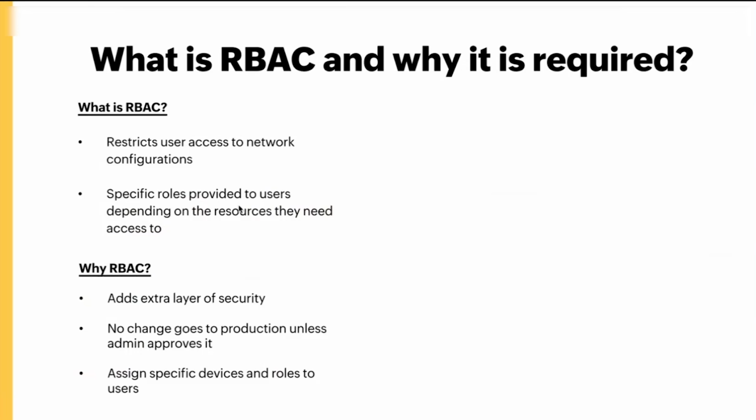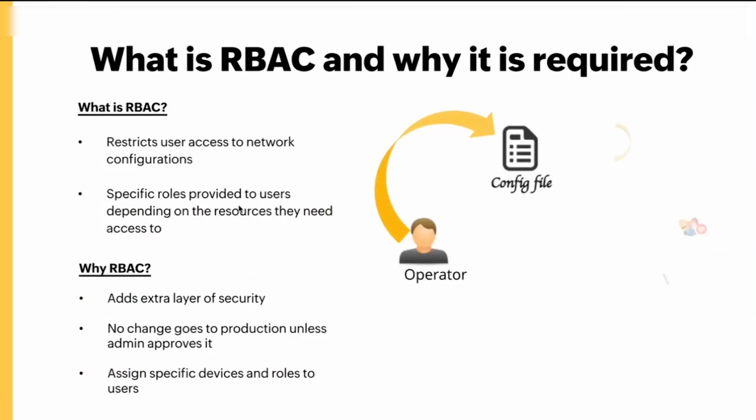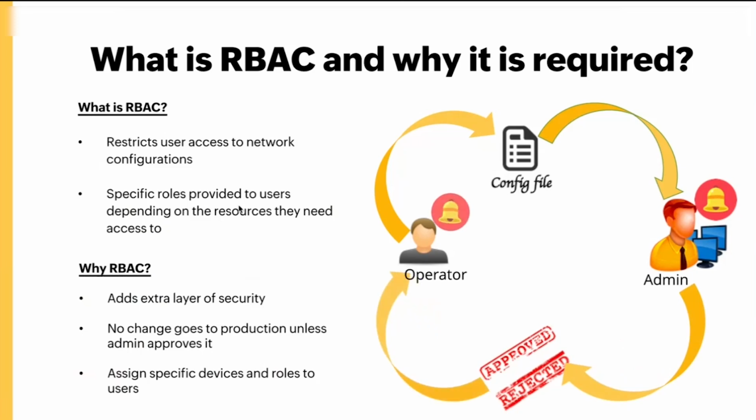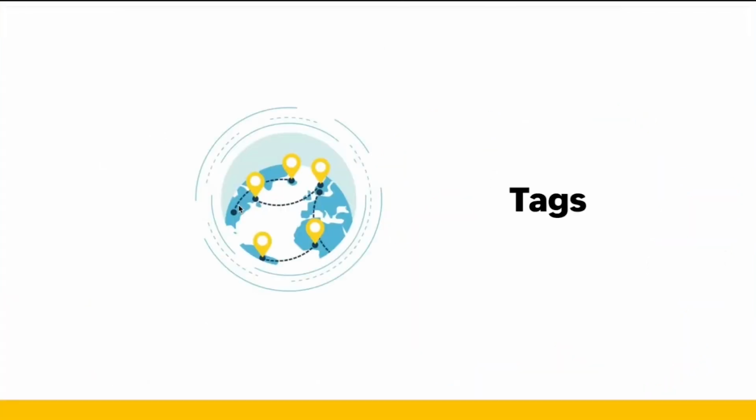Let me show you a small representation of how role-based access control works. We have an operator over here. He makes some changes to a configuration file, and the notification of the change and all the details will be immediately sent to the admin. The admin can choose to approve or reject the change from his end, and the approved or rejected notification will be sent to the operator immediately. So this is the cycle of how role-based access control works in Network Configuration Manager.